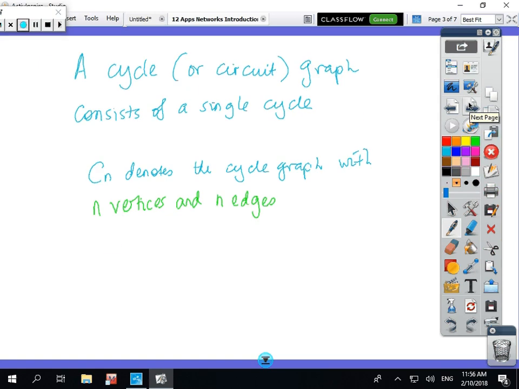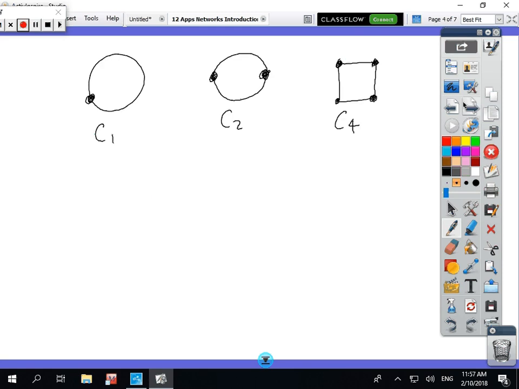Again, not critical, but a cycle or circuit graph consists of a single cycle, and Cn denotes the cycle graph which has n vertices and n edges. Copy that, come across. For instance, there's just one edge, so that's called C1. Two edges and two nodes is C2, and four vertices and four edges is called C4. They're not critical, but we'll have it in our notes anyway. Come across when you're ready.